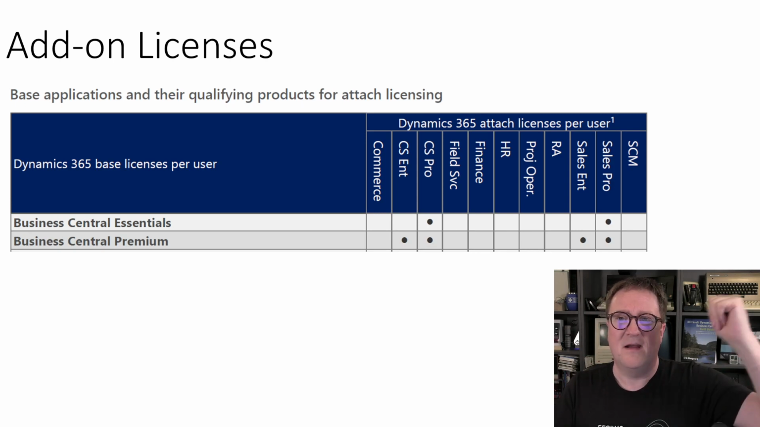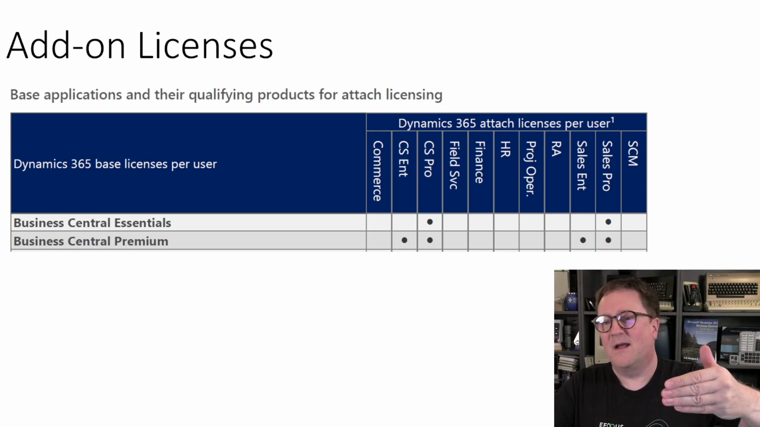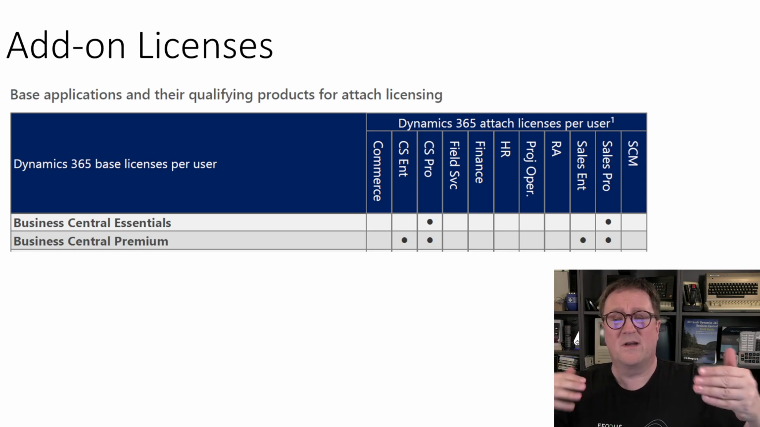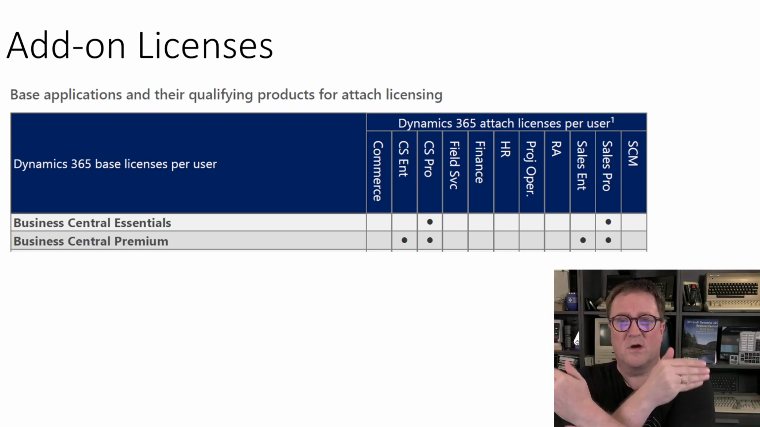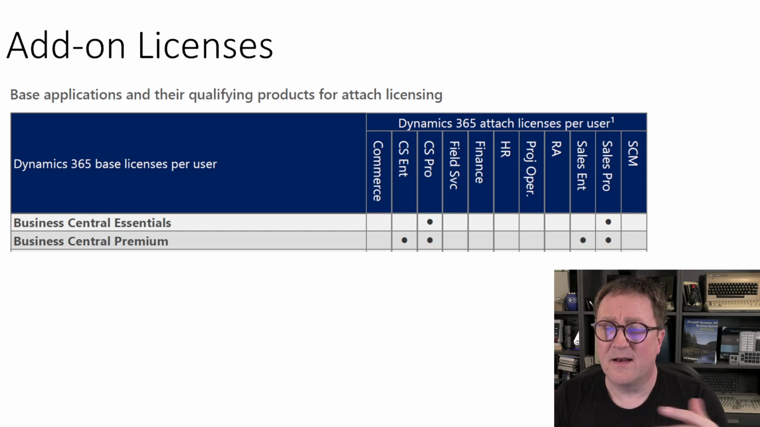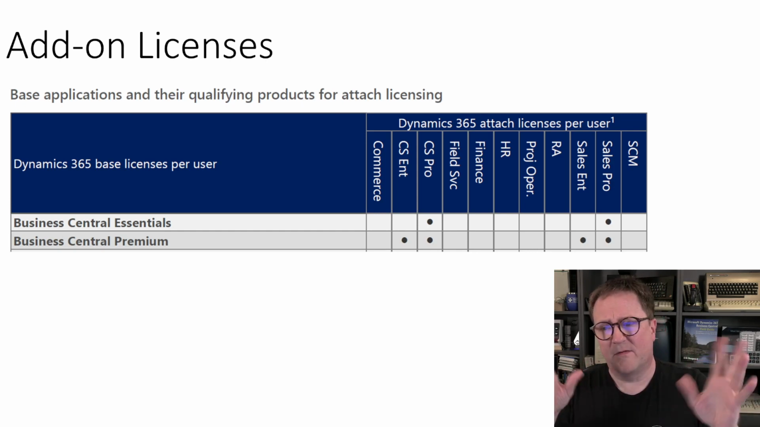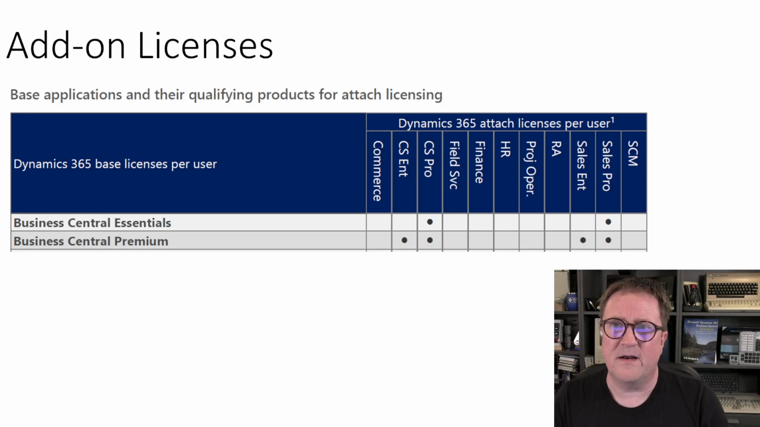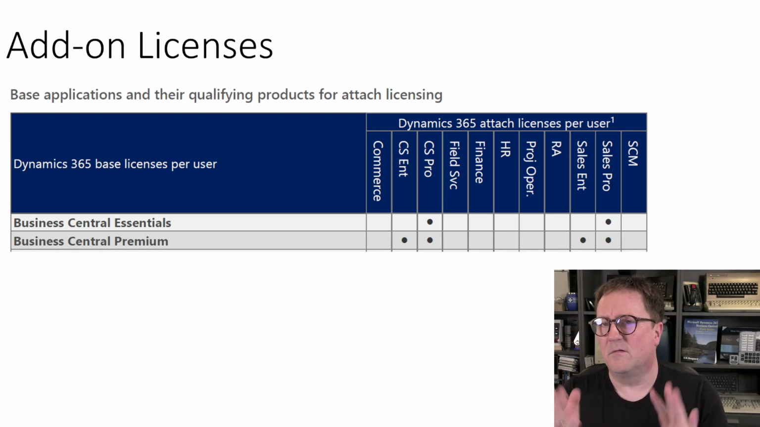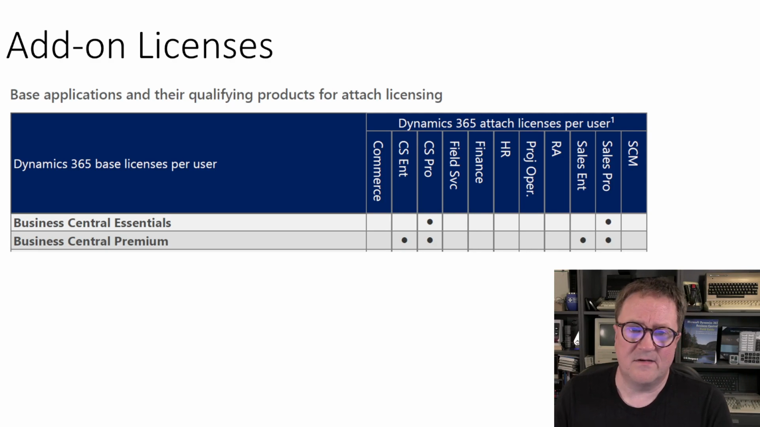So you cannot take an Essential and then attach Sales Enterprise, because that costs more than Essential. So you'd have to do it the other way around and take a Sales Enterprise and then attach a Business Central. And there's lots of rules about that, and they are all handled in the CSP program.